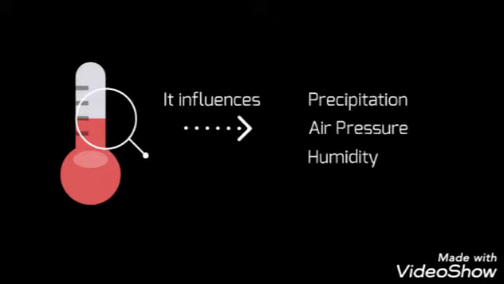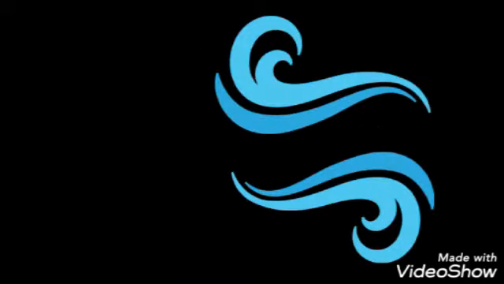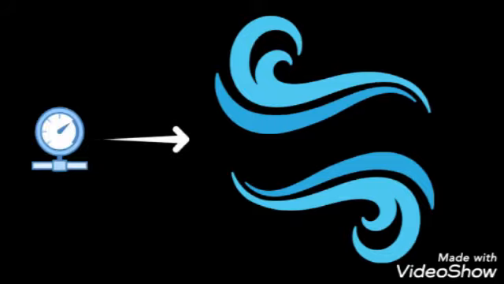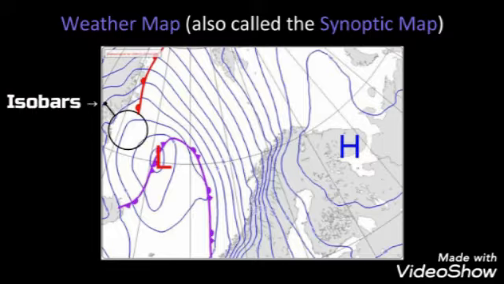pressure, and humidity. Another essential element is air pressure, especially when talking about changing or creating atmospheric conditions. Air pressure is the result of the pressure created by the weight of the air in the Earth's atmosphere. It is the weight of the air resting on the Earth's surface. This is also called barometric pressure, named after the instrument used to measure it. Pressure is shown on a weather map, often called a synoptic map, with lines called isobars.